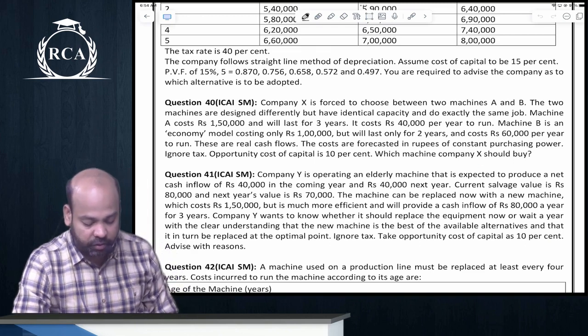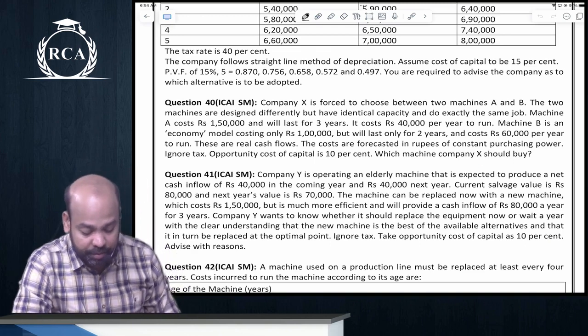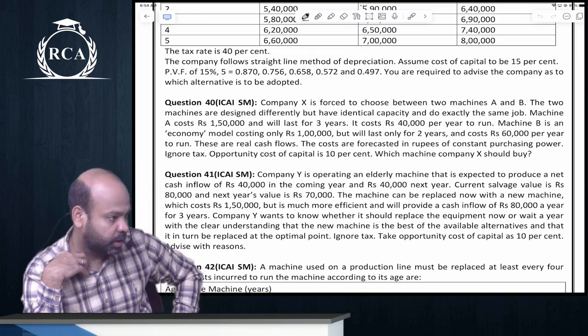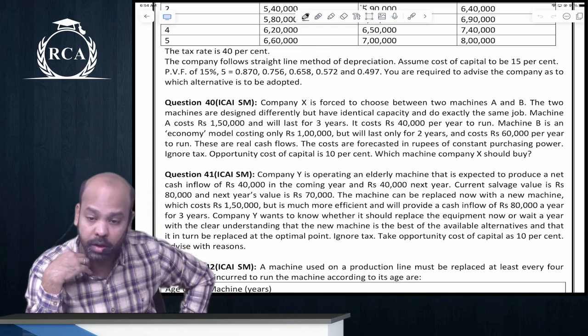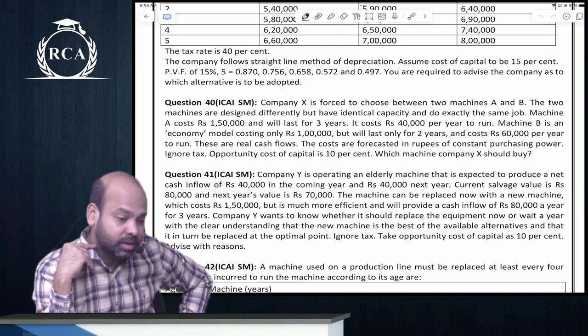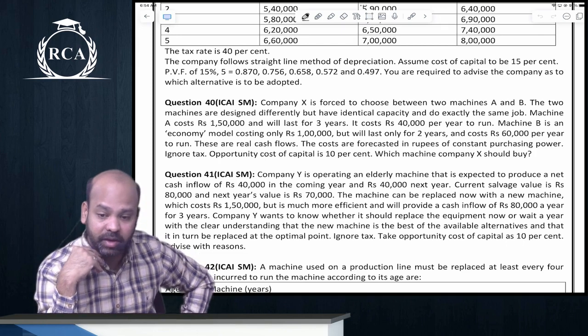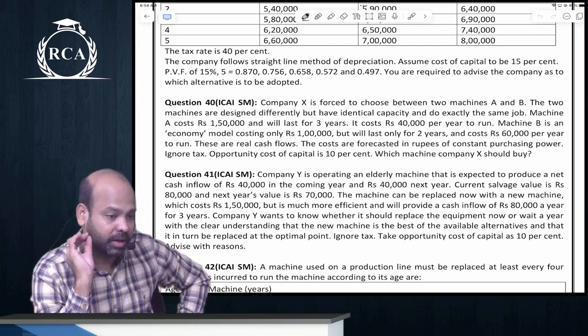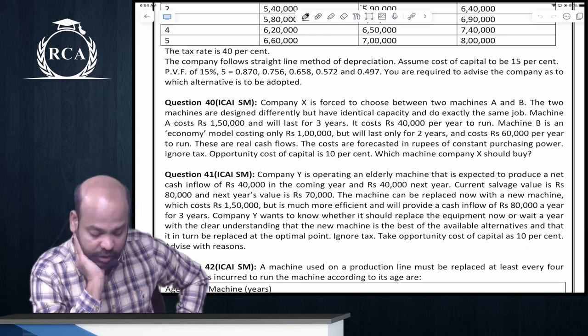These are real cash flows. The costs are forecasted in rupees of constant purchasing power. We'll learn the significance of this point today. Inflation is irrelevant for now. Ignore tax. Opportunity cost of capital is 10%. When you ignore tax, there will not be any tax savings on depreciation either. Otherwise, you should have considered tax savings on depreciation. Which machine should X buy?